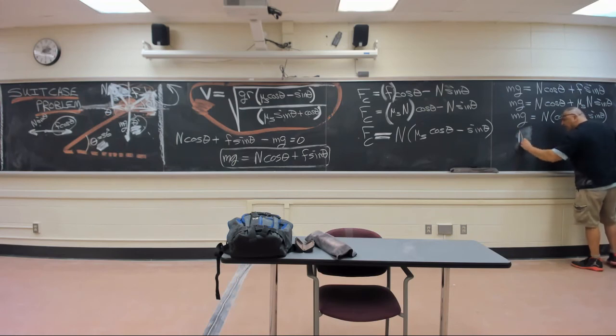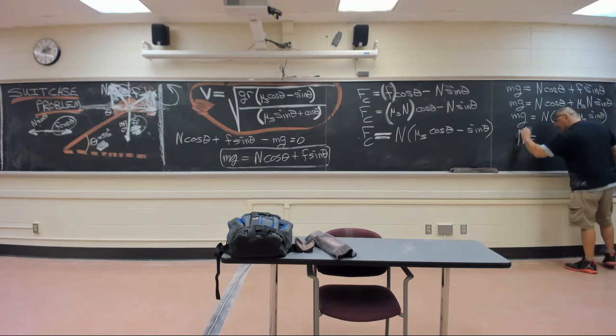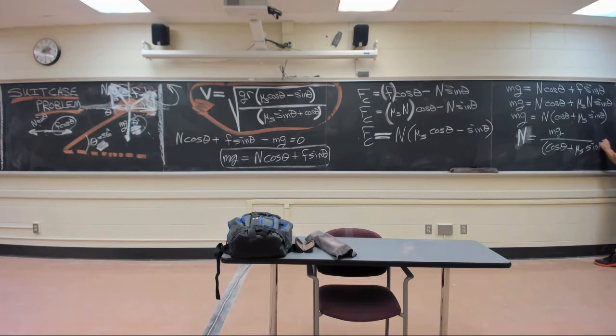Time out. Let me say that again. Let me solve for N. Now I'm going to solve for N. Let's solve for N. Let's divide this whole quantity on each side. That's N.